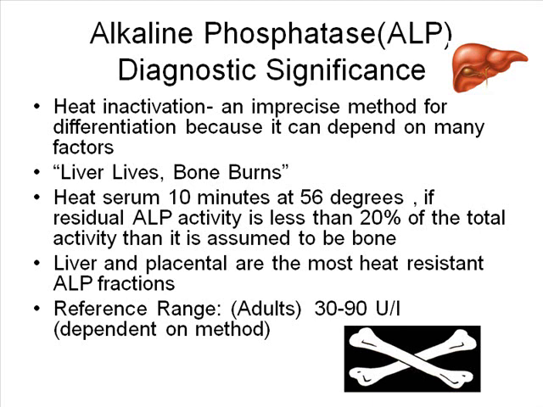Now, where is ALP normally elevated and it's normal for this population group? Children, because children are growing. So it's about 3 times as high in little kids than it is in adults.